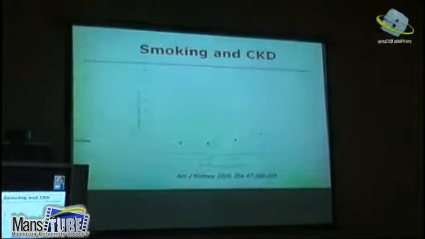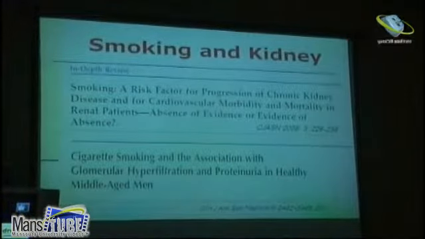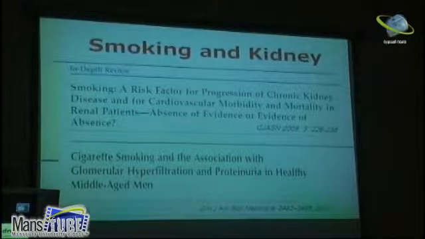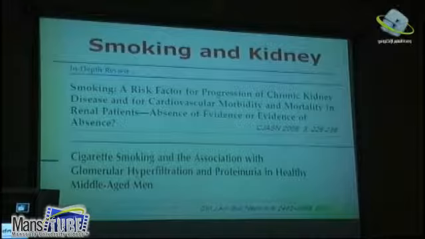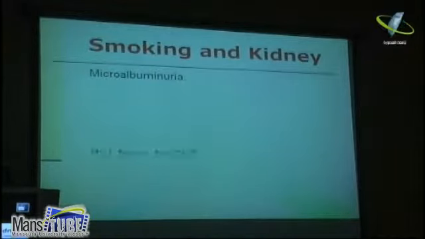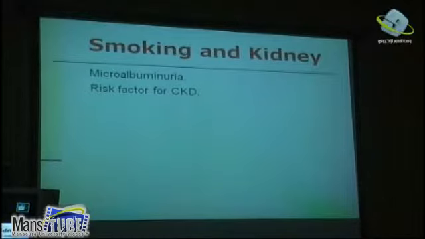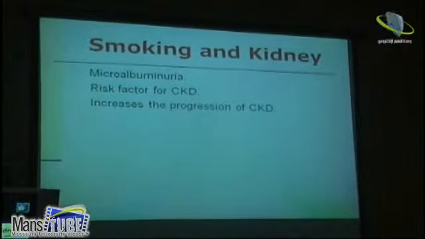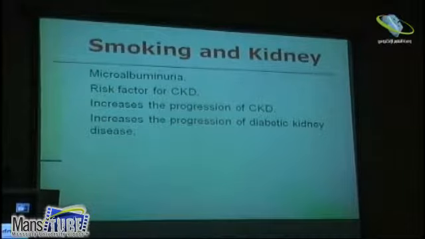Smoking is another important risk factor. As you see, the more cigarettes smoked, the higher the relative risk of CKD. And these are 2 papers that discuss the issue, smoking as a kidney poison. The first one is a review article, and the second also discusses this issue. And just for the time being, smoking can lead to microalbuminuria. Smoking is considered a risk factor for chronic kidney disease and increases its progression.